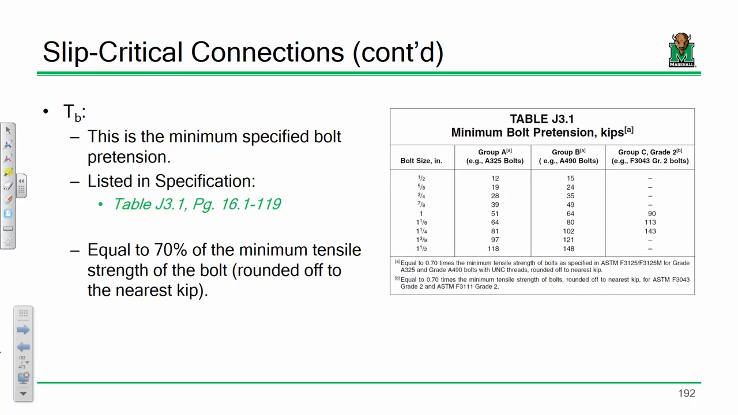T sub B is the minimum specified bolt pretension. Now, before you start tabbing your manual, this is listed in table J3.1, so depending upon the bolt size and whether you're looking at a Group A bolt or a Group B bolt, it's a pretty straightforward lookup. It's pretty much equal to 70% of the minimum tensile strength of the bolt, and then that's rounded off to the nearest kip. So it's usually a pretty easy calc.